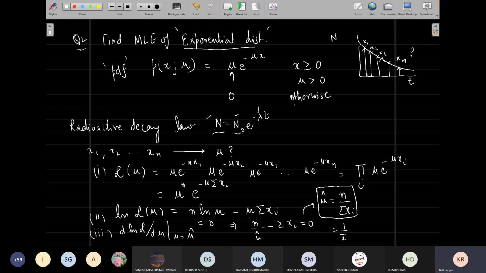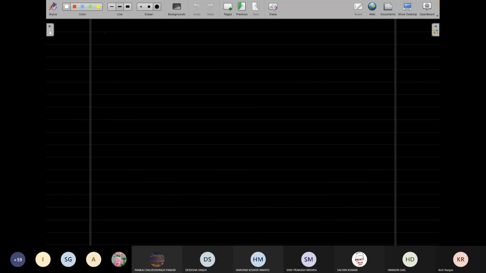Questions on this point? Okay, so let me give you a homework question in that case. Find the MLE, maximum likelihood estimate, of both mu and sigma of a Gaussian distribution.